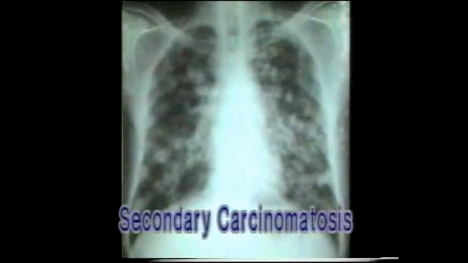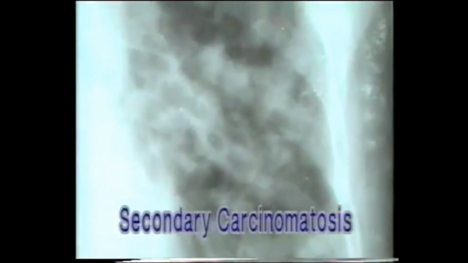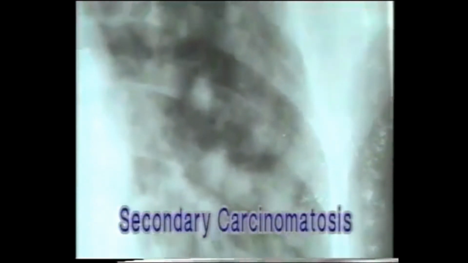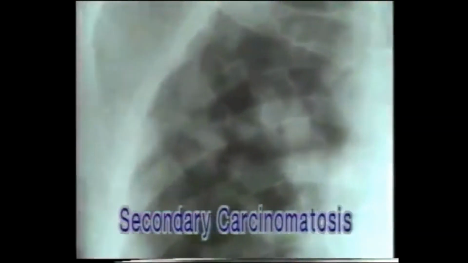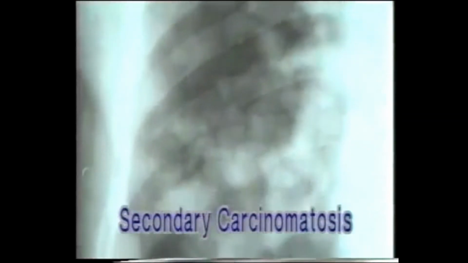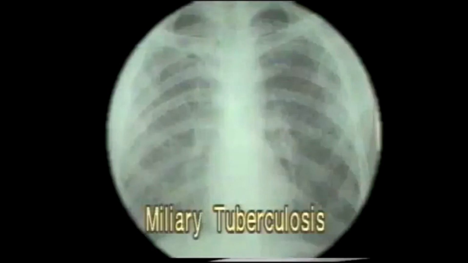Secondary carcinomatosis. This X-ray shows both lung fields riddled with small opacities of varying sizes. This is termed as miliary carcinomatosis or secondary carcinomatosis. In contrast to miliary tuberculosis, here the opacities are larger, less numerous, they are not uniform in size, and they may be confluent. Compare it with the opacities in miliary tuberculosis, which are 2 to 3 millimeters in size, uniform and discrete.